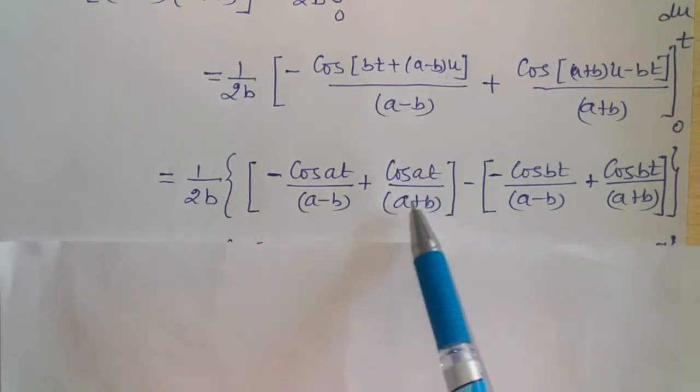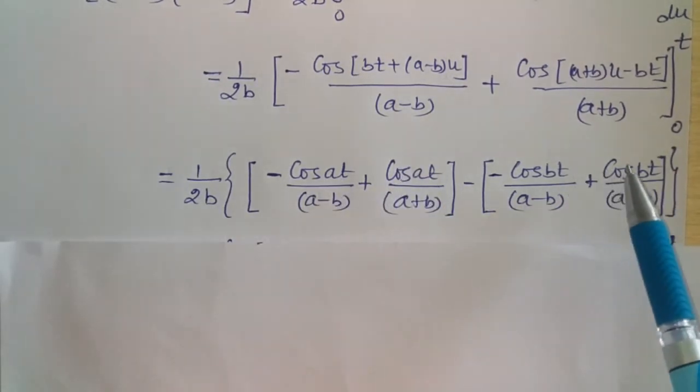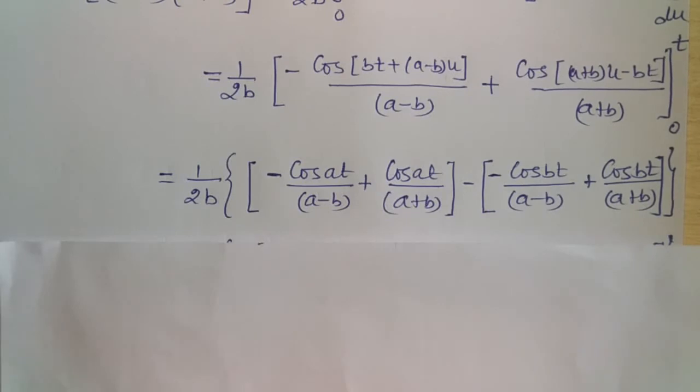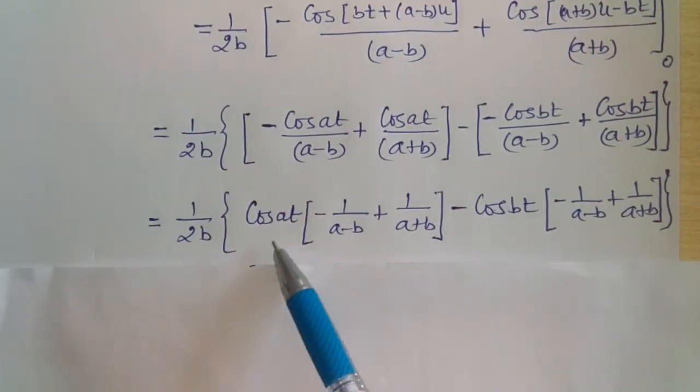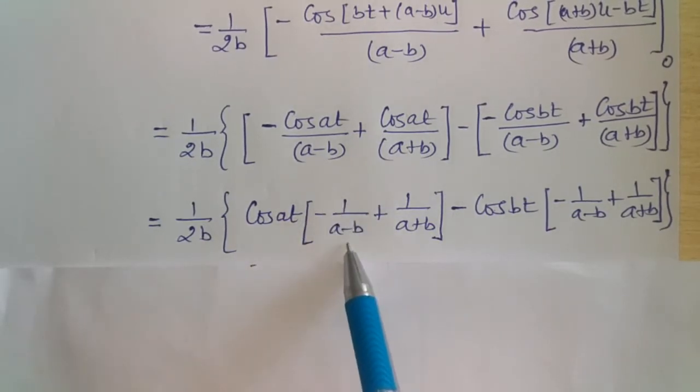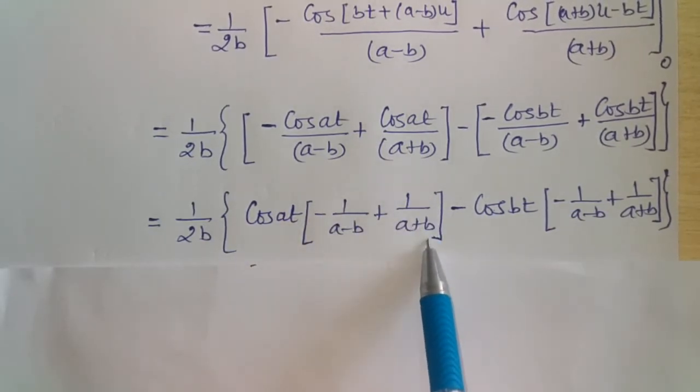Now from this expression cos at is common and from this expression cos bt is common, so we get 1 upon 2b, cos at common, then we have minus 1 upon a minus b plus 1 upon a plus b.